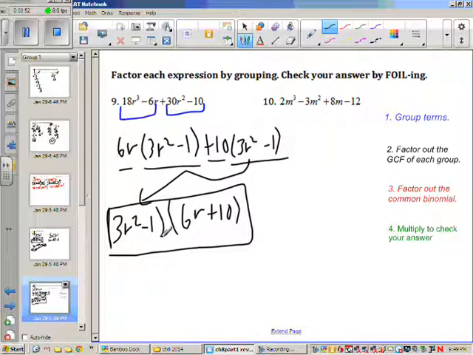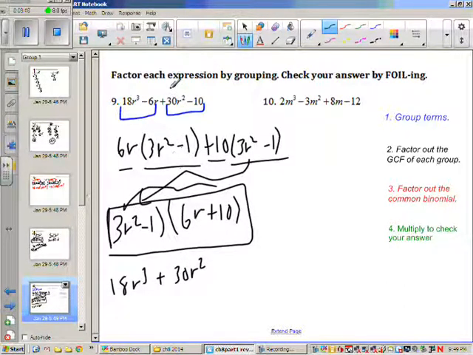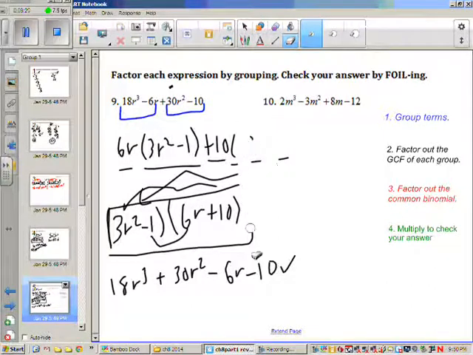We could FOIL this to check our answer. 3r squared times 6r is going to be 18r to the third. A 3r squared times 10 is going to be a plus 30r squared. That term is sitting here. It's the third term. Then a minus 1 times 6r, that's a minus 6r. That's the second term we see above. And then, of course, negative 1 times positive 10 is minus 10. So it checks out. Why don't you do this next one? Hit pause, and then you can check your answer.